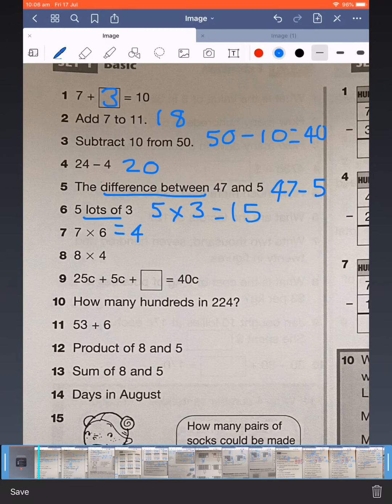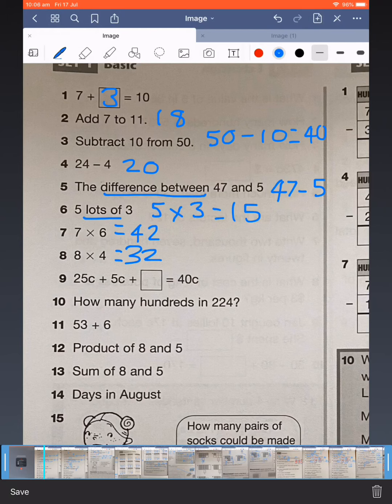8 times 4 is, yep, so you might not know that one off the top of your head. A way we could do it is, if we know 8 times 2, which is 16, and then we times 2 again, which equals 32. So whenever it's times by 4, we can say times 2, then times 2 again.